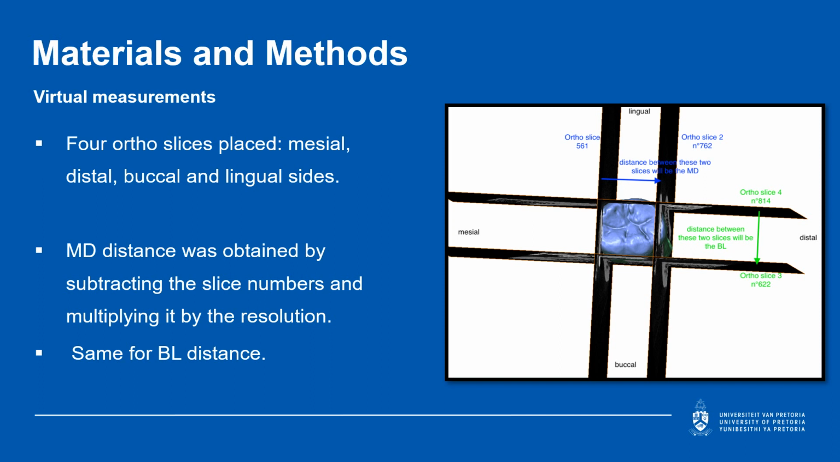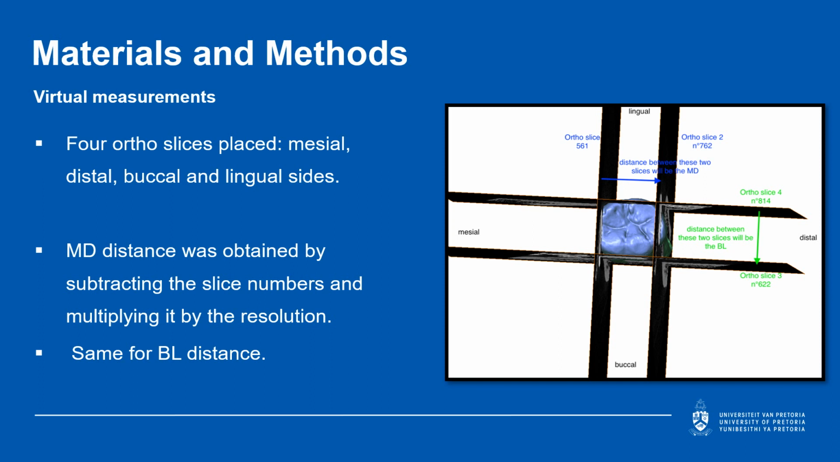Mesiodistal and buccolingual measurements were finally performed following Banazzi and colleagues' protocol. We wanted a virtual protocol as close as possible to what we do with calipers. Four ortho slices were created and positioned on the mesial, distal, buccal, and lingual sides of the molar. We always checked that the slices were perpendicular to the cervical plane.